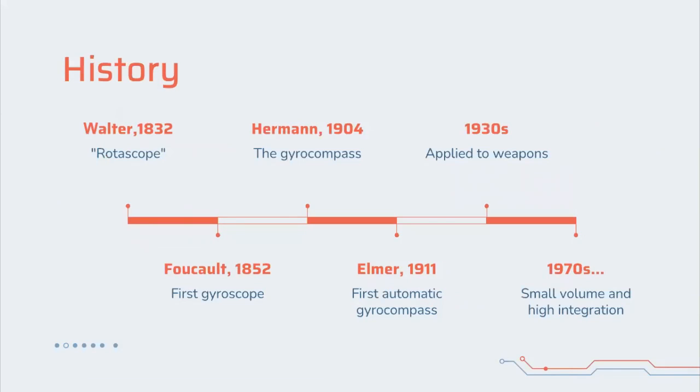For the history of the gyroscope, in 1832, Professor Walter of the University of Minnesota exhibited a rotoscope similar to the real gyroscope. After 20 years, Foucault named and built the first gyroscope, and the development of electricity in the 19th century led to the electrorotor, which also led to the gyrocompass. And Elmer built the first automatic gyrocompass for aircraft and sold it first in the USA.